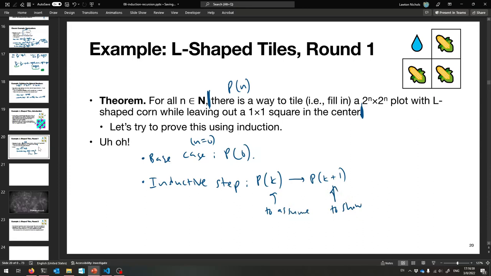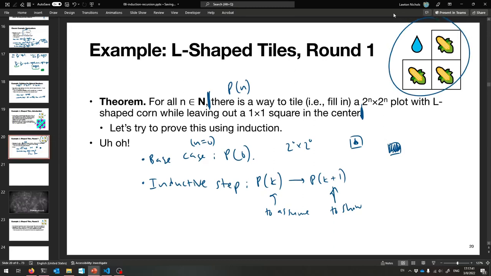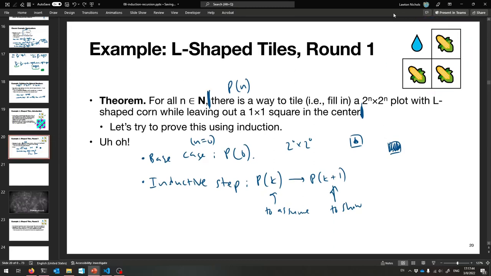All right? So let's prove the base case. This is quite easy. What's P(0)? That means there's a way to fill in a 2^0 by 2^0 plot with L-shaped corn while leaving out a square in the center. What's 2^0 by 2^0? That's just 1 by 1. That is a 1 by 1 plot of land to fill in with corn while leaving a square in the middle for a sprinkler. Well, there's no room for corn, just put a single sprinkler and you've done it, right? It's totally valid to use no corn, and we've still left out room in the center for a sprinkler, so we've just proven the base case. I hope that makes enough sense. If that doesn't work well enough for you, you can say that n starts at 1 and obviously it works, okay? So that is fine.